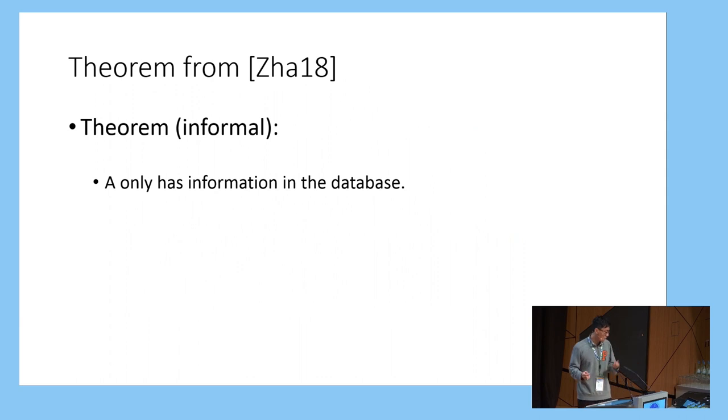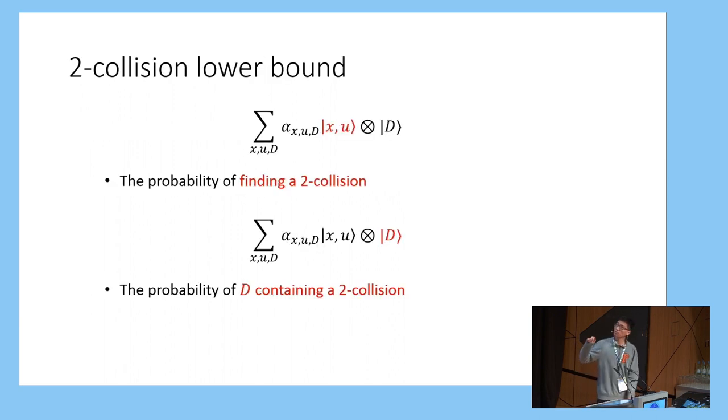Here's a theorem from Mark's work. It says that the quantum adversary only has information in the database. Again, this is a very informal statement. But it tells us how to do the two collision lower bound. To bound the probability of having a two collision, which means we do a measurement over the adversary's register and find a two collision, the probability of finding a two collision in the adversary's or the algorithm's register is bounded by the probability of D containing a two collision.